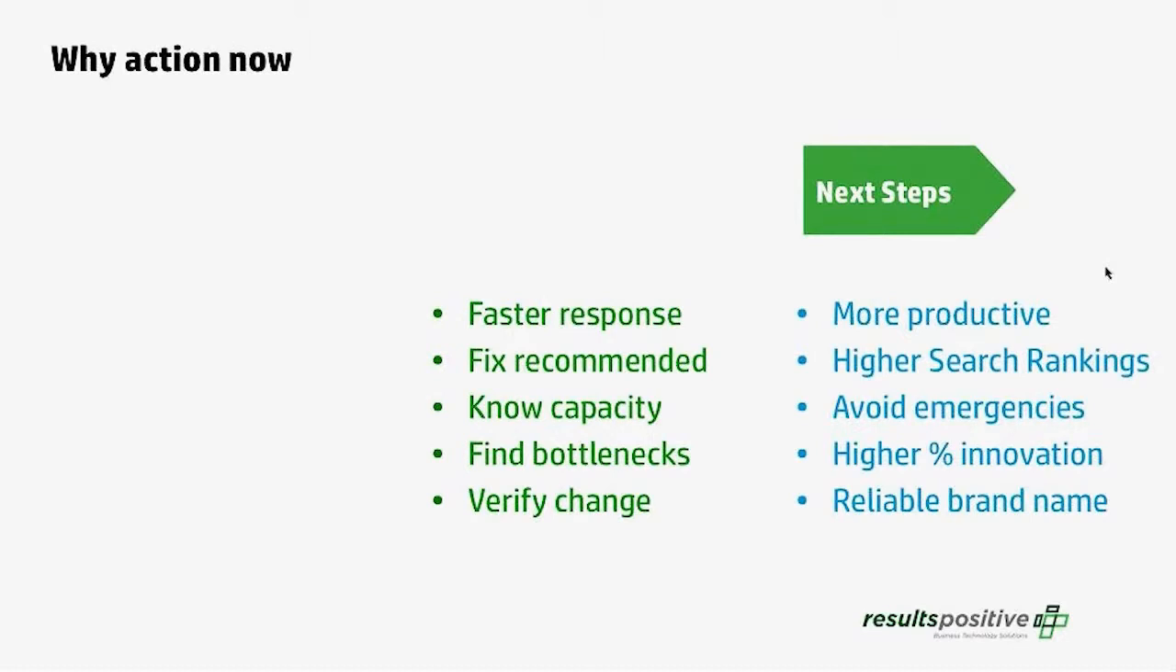Because with faster response time, you get more productivity, as we showed. If you fix the recommendations we have, you'll see higher page search rankings, and that translates into immediate sales and revenue. Knowing the capacity, you're going to avoid emergencies. And by finding bottlenecks, you will spend a higher percentage of your time on innovation rather than emergencies. And by verifying changes, you'll have a more reliable brand name.